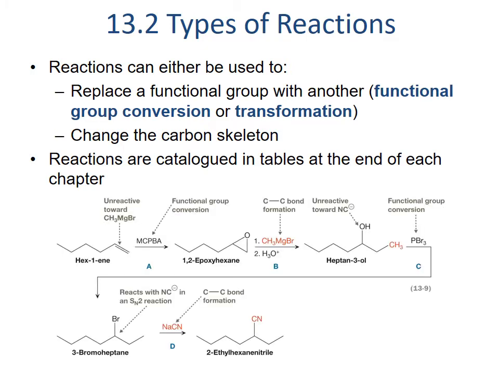The example shown here uses reactions that you already know to accomplish a synthesis. An alkene can't readily form carbon-carbon bonds, so it is converted to an epoxide, that's a functional group conversion, before reacting with a Grignard reagent, which would be a carbon-carbon bond or a skeleton-changing reaction. The resulting alcohol is converted to a bromide, so a functional group transformation, which can be more easily replaced by an SN2 reaction with cyanide to form a new carbon-carbon bond.